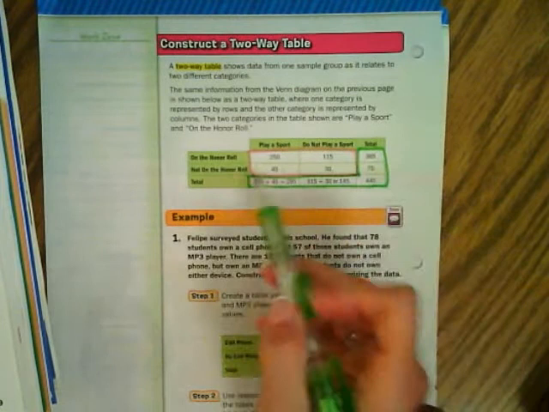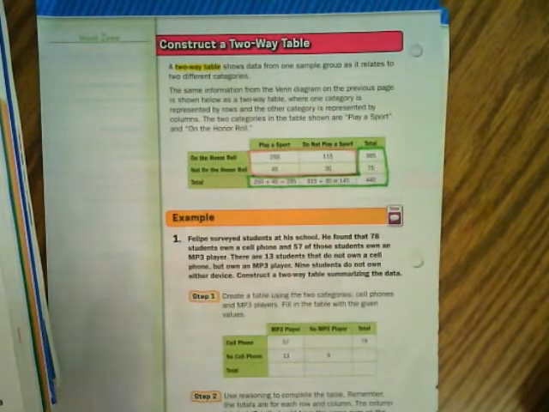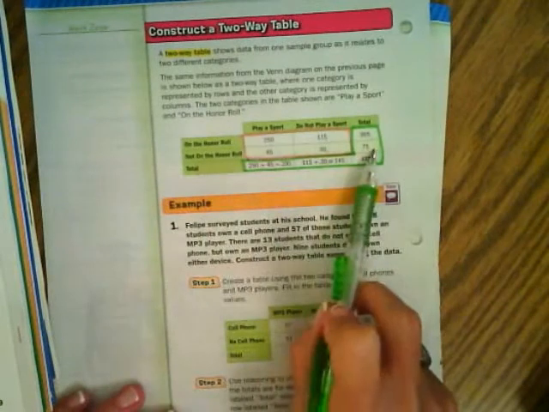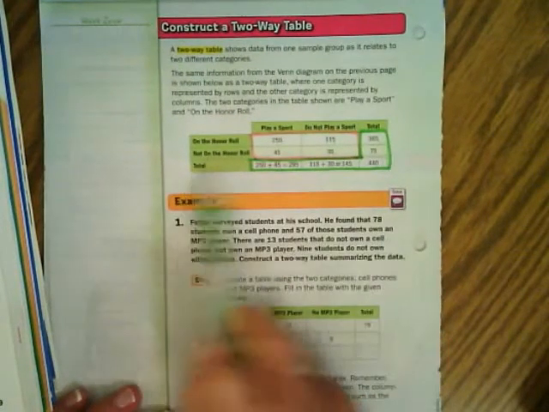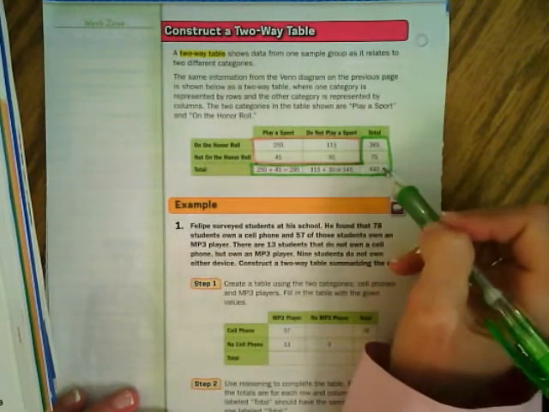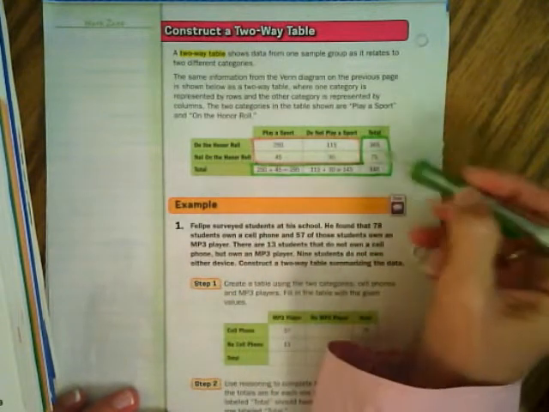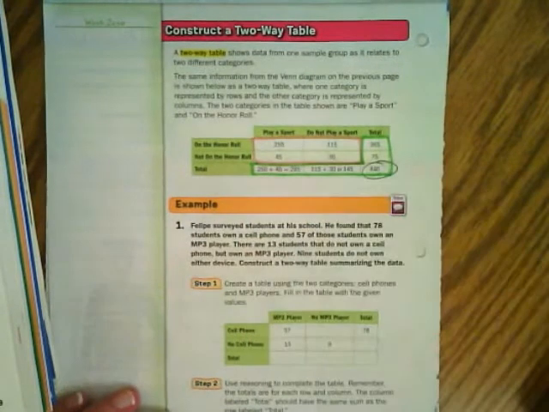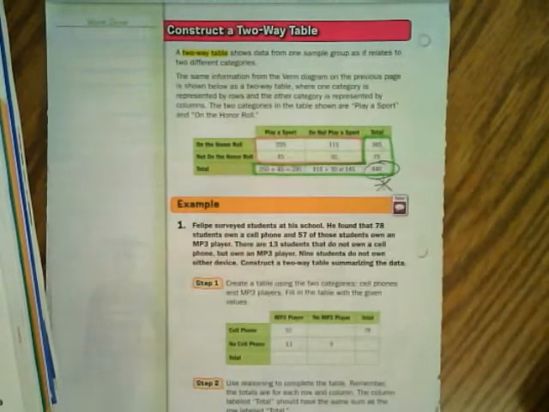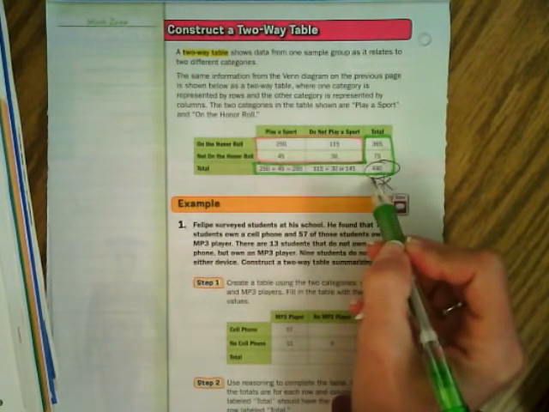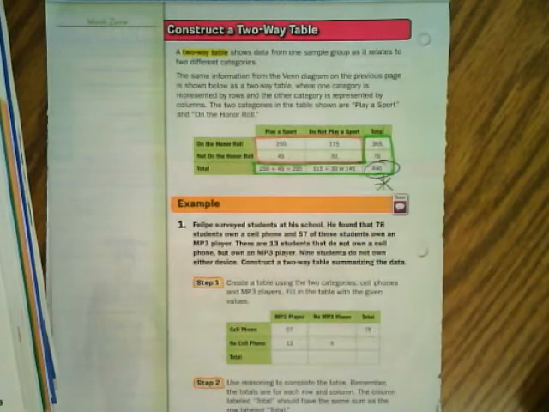So then how do I fill this in? 250 plus 115 is your 365. That was the total number, looking back at here, that I circled, 365. Not on the honor roll was 75. Your total is 440. Now if you look, these are rows, these are columns, these are rows. Your column adds up to 440, your row adds up to 440. And it should. If it doesn't, then you need to go back and figure out where you made a mistake. This should always be your total sample space. The total number surveyed, your total sample space, is 440.